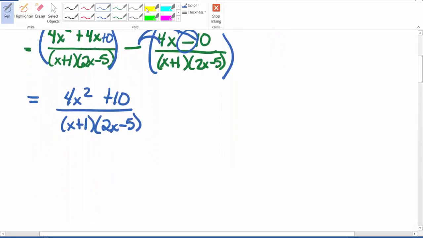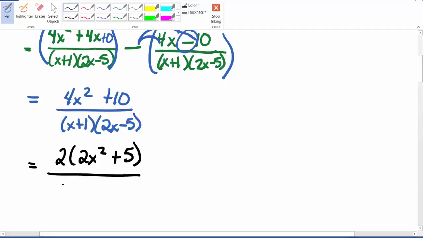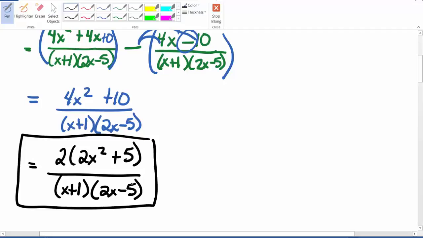Next, what we would typically try and do is factor out the top. When we do that, we end up with being able to pull a 2 out of the top, leaving us then with 2x squared plus 5. Unfortunately, nothing can cancel out, but we at least check to see if potentially something could. And as a result, this then would be our final simplified version of example 3 from our 8.5 set of notes.